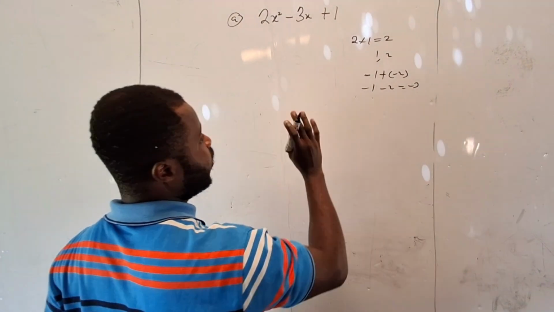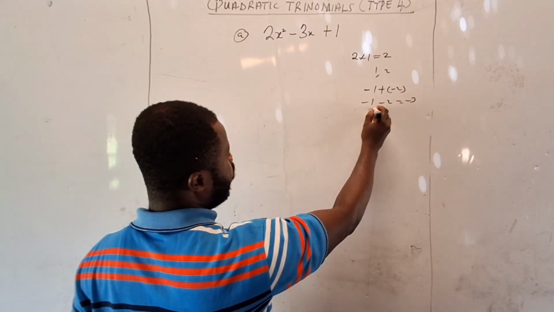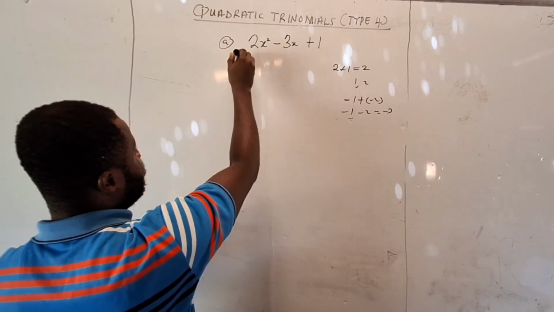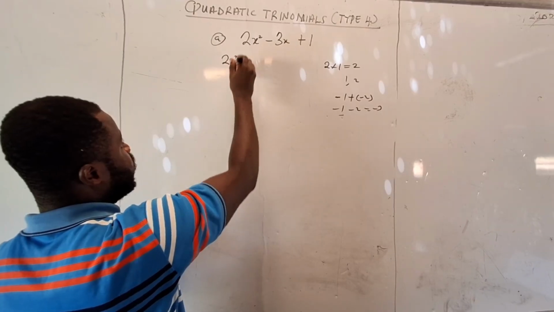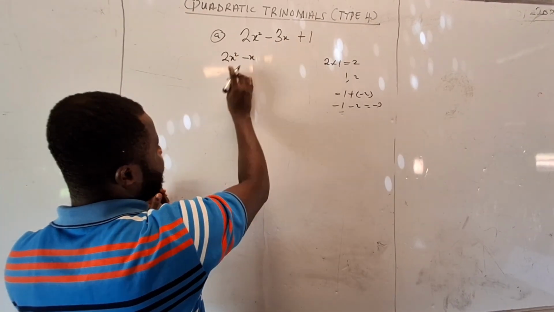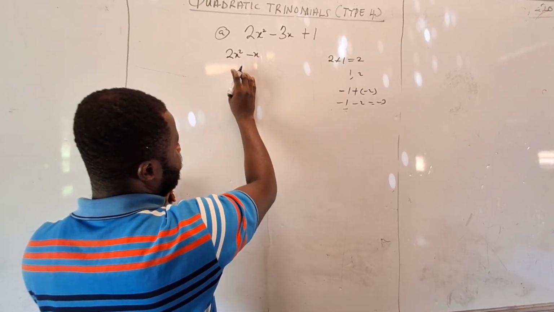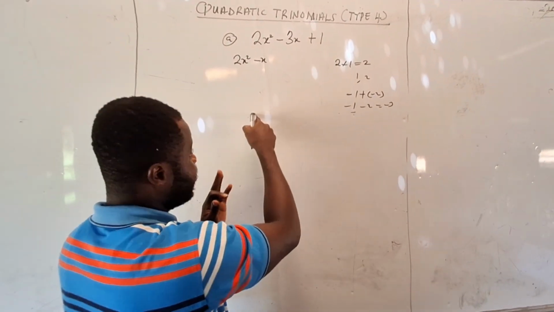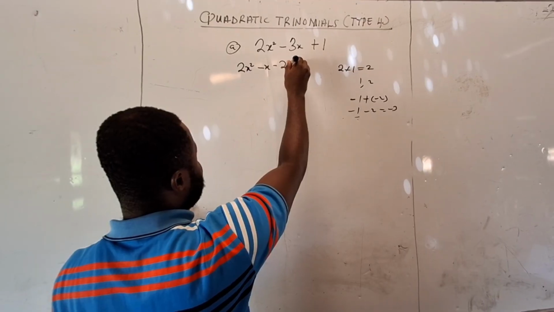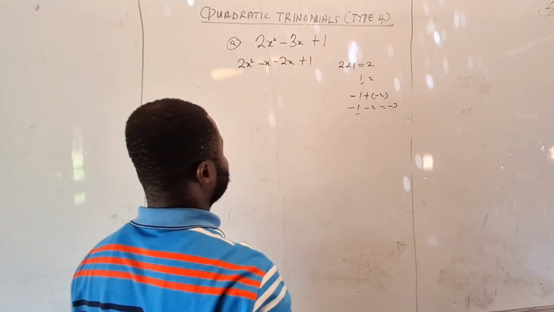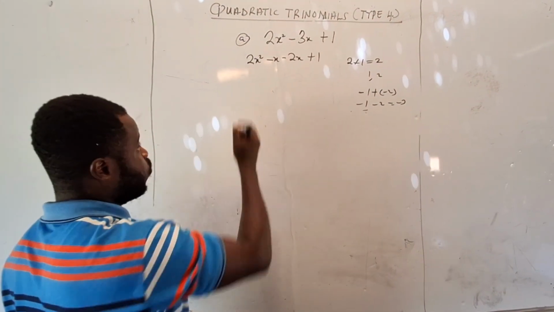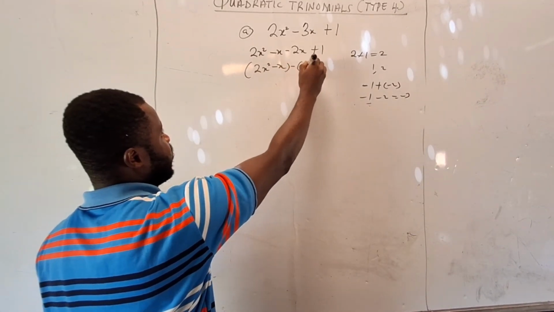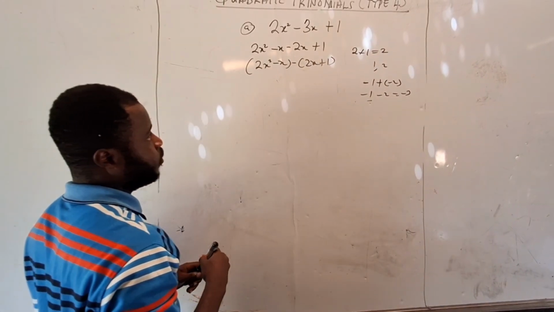So the terms are going to be negative 1x or negative x, then minus 2x. Then we are going to replace the middle element with them, so it will change to 4 terms. So 2x squared, then minus x. The 1x, we don't add the 1 to the x, right? Only x. Then minus 2x, then plus 1. Now we group it: 2x squared minus x, then minus 2x plus 1.